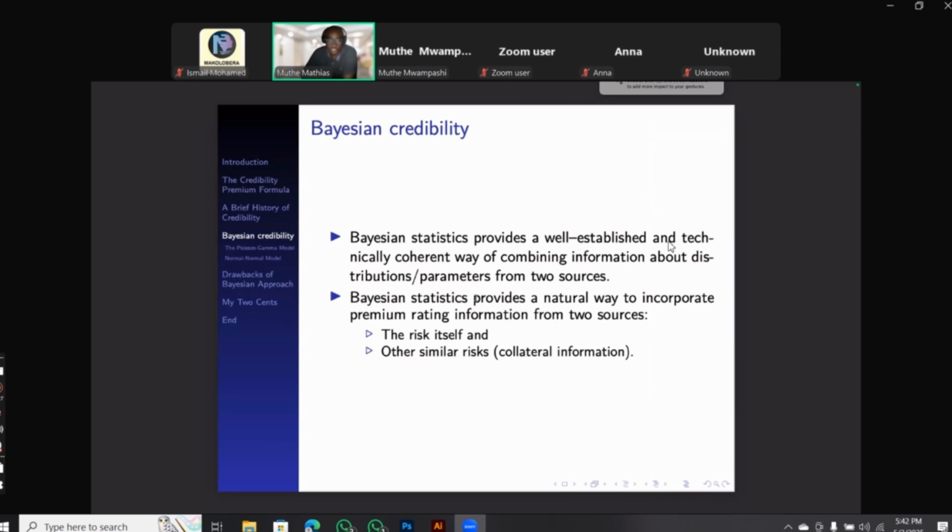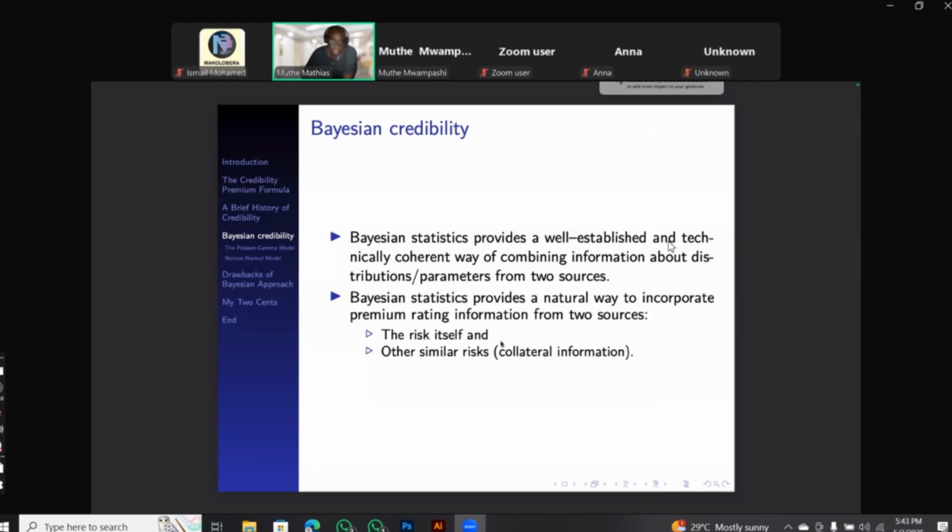This is actually the question I was responding to on Wednesday. Bayesian statistics provide a natural way to compare premium rating information from two sources, the risk itself and the other similar risk. So this is what we have seen before, that if we're going to leverage Bayesian statistics, we can combine information. We can combine the new information which we have now and the experience which we had before, right?